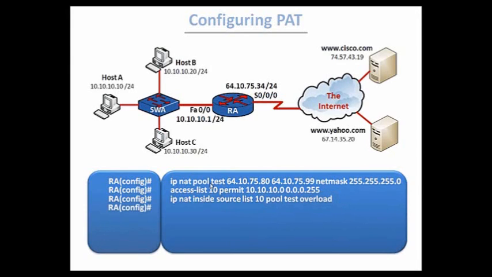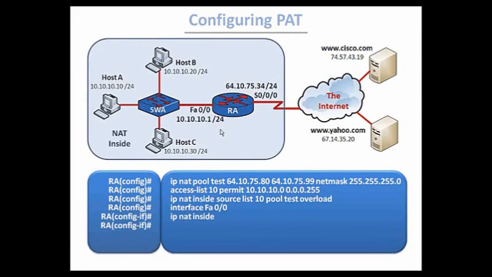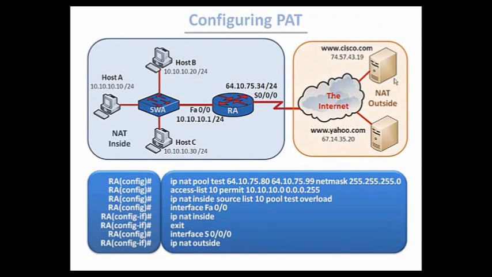After we type those three commands, we have to specify which interface the router is connected to the inside world, and which interface the router is connected to the outside world. So we have to go to interface FA0/0 and type ip nat inside, then go into interface s0/0/0 and type the command ip nat outside. And this will give us the outside world.